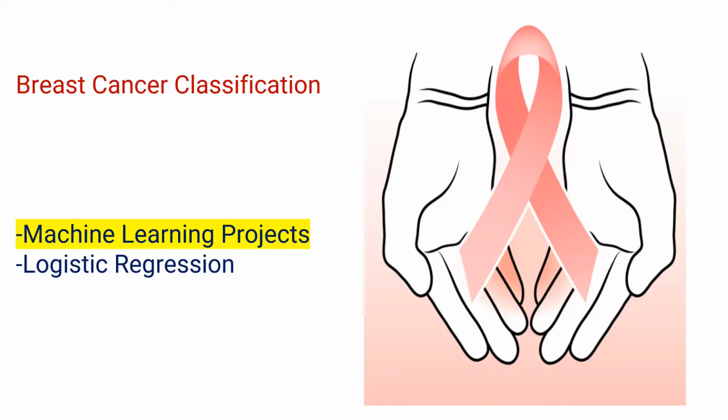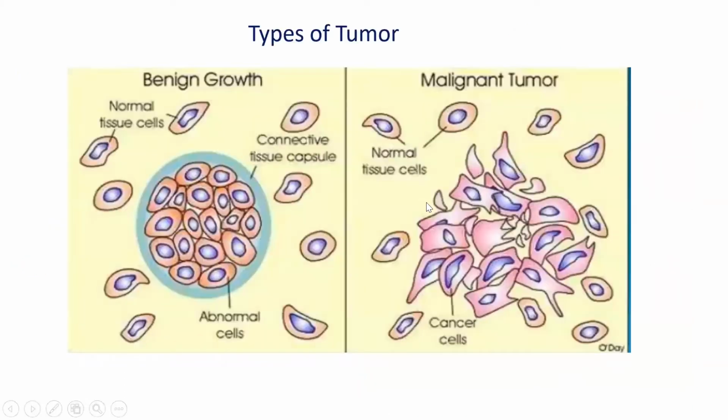In this video, we will build a breast cancer classification system using machine learning. So let's see the types of tumor. There are two types of tumor: one is benign tumor and one is malignant tumor. Benign tumors are generally non-cancerous, while the malignant tumor is cancerous.